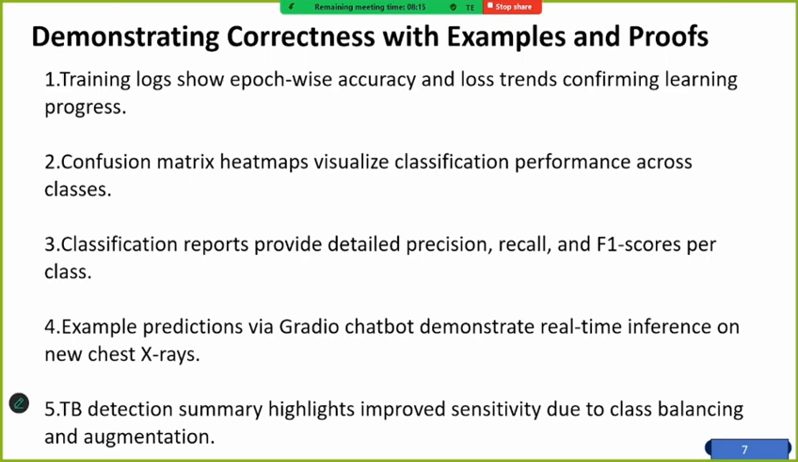Example predictions, where a Gradio chatbox demonstrates real-time inference on chest X-ray analysis. The TB detection summary highlights improved sensitivity thanks to class balancing and augmentations. Here we can find the accuracy details in the training logs. The next part will be continued by Srinidhi.